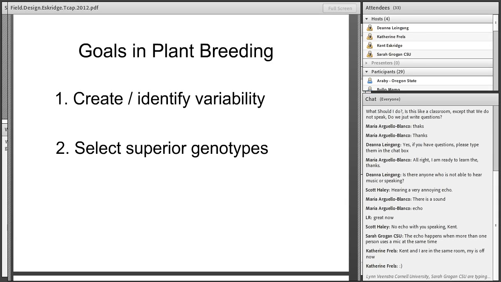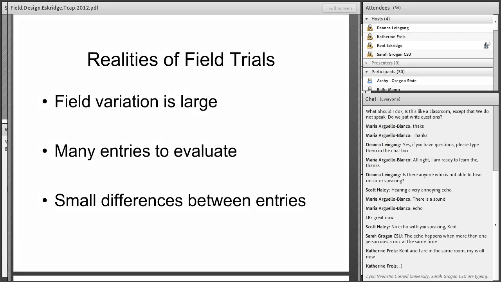The whole point of all these field designs is to provide data that will be useful to farmers down the road. But if you're going to produce things that are going to be useful to farmers, you're going to have to evaluate them in farmers' own environments. And what does that mean? You're going to have to do field trials of one kind or another.